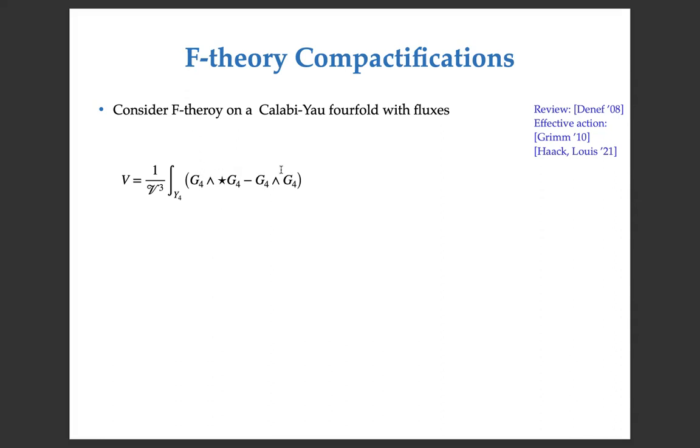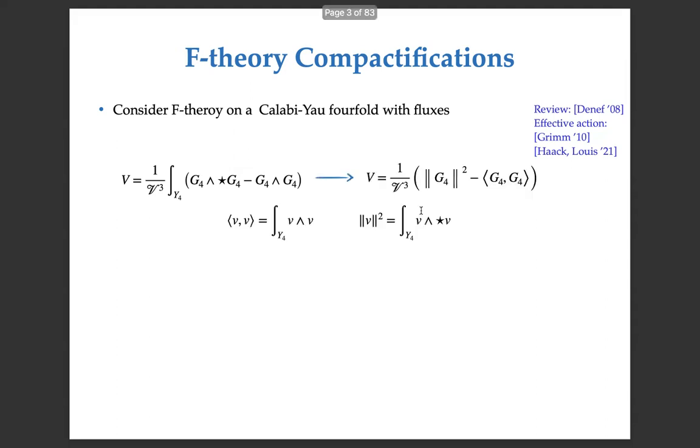As we all know, as soon as we introduce these four-form fluxes, there is a scalar potential that is generated and has this form. Let me start introducing a little bit of notation now and just rewrite this in terms of this pairing, which is just the wedge product between the two forms integrated over the four-fold, and the Hodge norm, which is positive definite. So we have this positive definite term and this pairing term, which is the tadpole contribution from the flux.